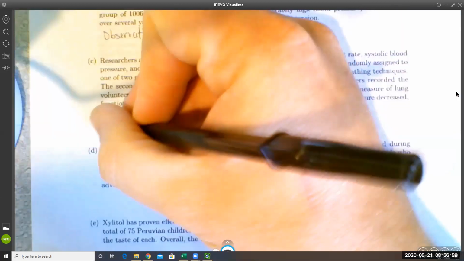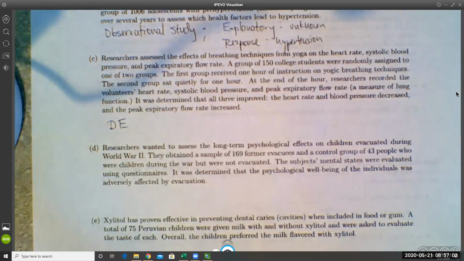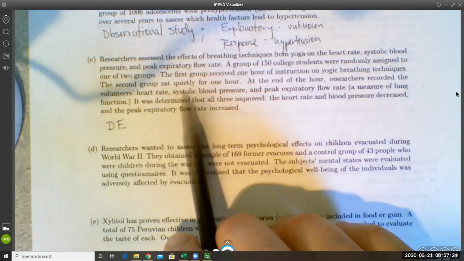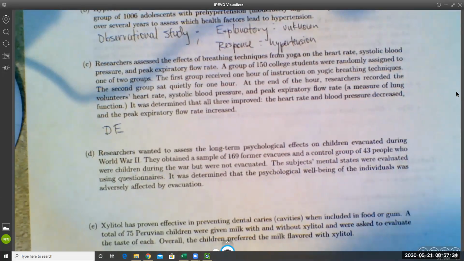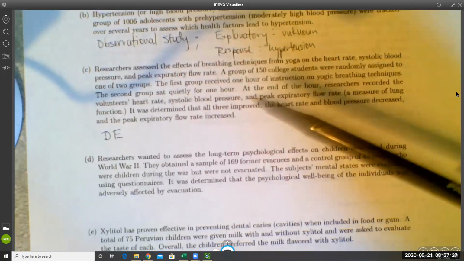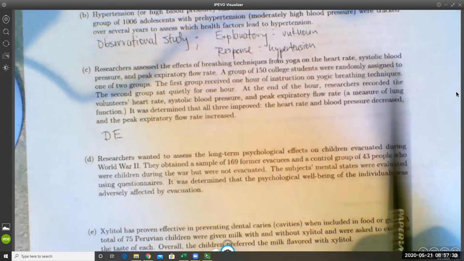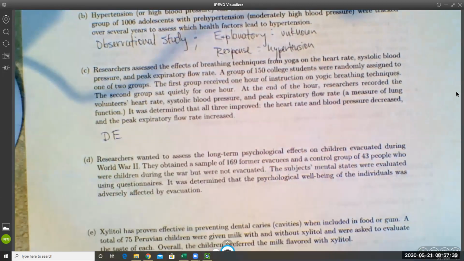Automatically, I can tell this is a designed experiment. They're splitting the subjects up into groups and giving them different kinds of instructions, right? So they're manipulating that explanatory variable. The explanatory variable in this case would be the instructions that they received, okay? So some of them were given some yogic breathing techniques, and others were just told to sit quietly for an hour. And then the response variables, now there were actually multiple response variables that the researchers were looking at. They were looking at the heart rate, the systolic blood pressure, and the peak expiratory flow rate. So they were looking at 3 different response variables there.